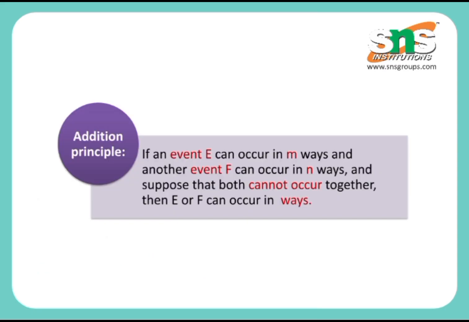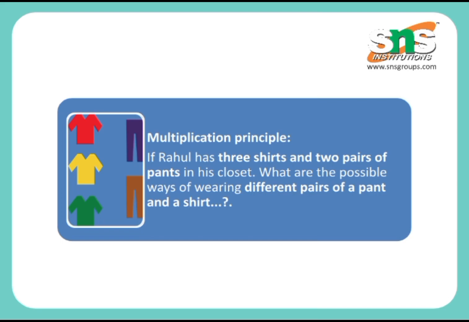Next, the first principle we learn here is the addition principle. Whenever we have an event E that is occurring in m ways and we have another event F which occurs in n ways, suppose these two events cannot occur together, we always do it in E or F ways. That means we will add E plus F. Next, the multiplication principle.